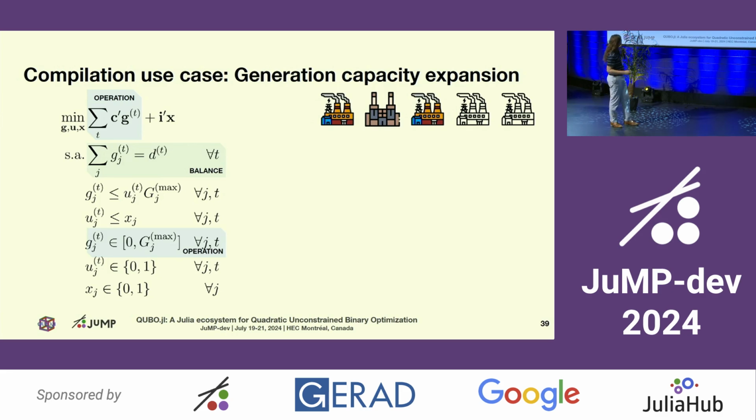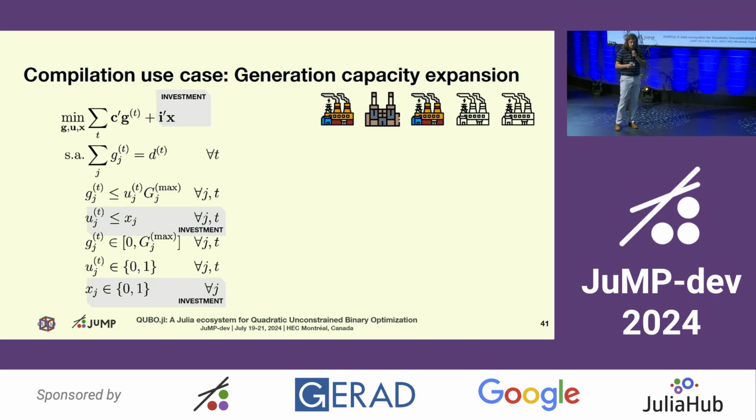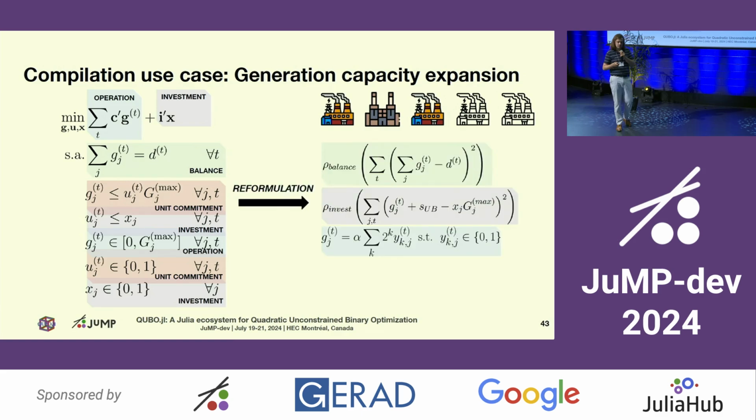We have to fulfill that demand. We also have some choice, which is a continuous variable, something that we don't have natively in QUBO. We have the unique commitment constraints, and we also have the investment constraints and the investment in the objective. So if we were to translate this directly into QUBO, we have to take everything in the model and penalize it in a certain way.